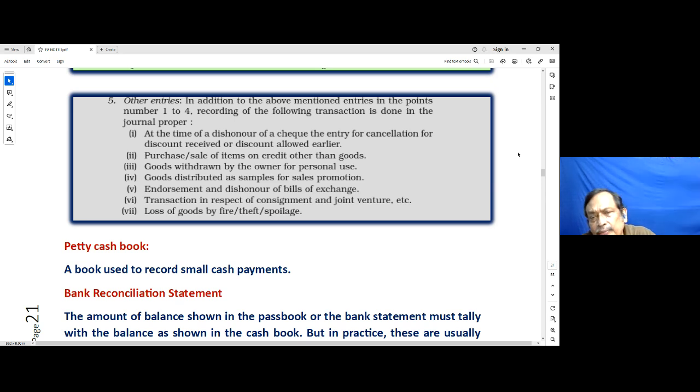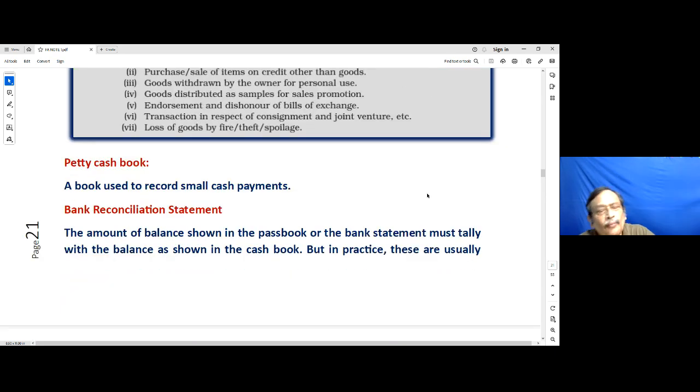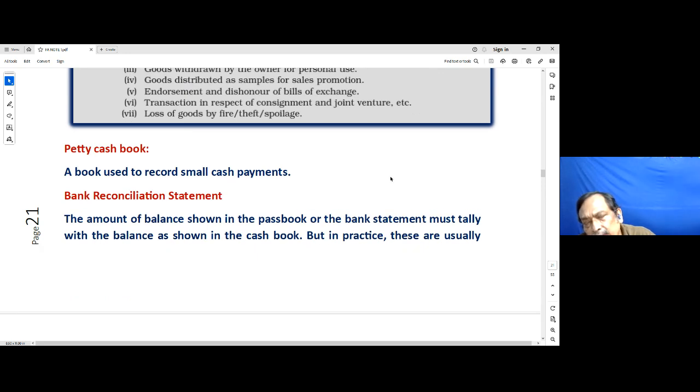Goods withdrawn by the owner for personal use. Goods distributed as samples for sales promotion. Then endorsement and dishonor of bill of exchange. Endorsement means giving to third party and dishonor of bills of exchange. Transactions in respect of consignment and joint venture, etc. Then loss of goods by fire, theft, spoilage, etc. Now petty cash, I have already told you, a book used to record small cash payments.